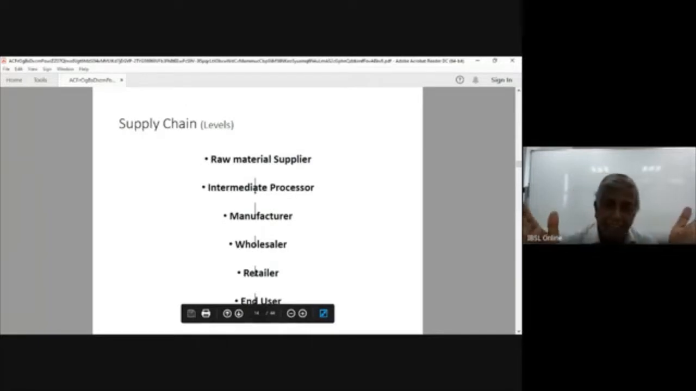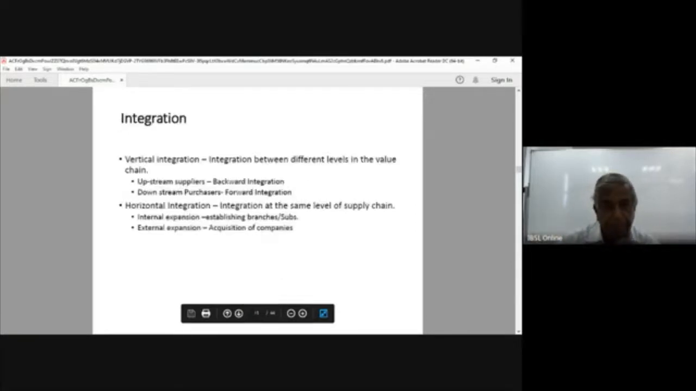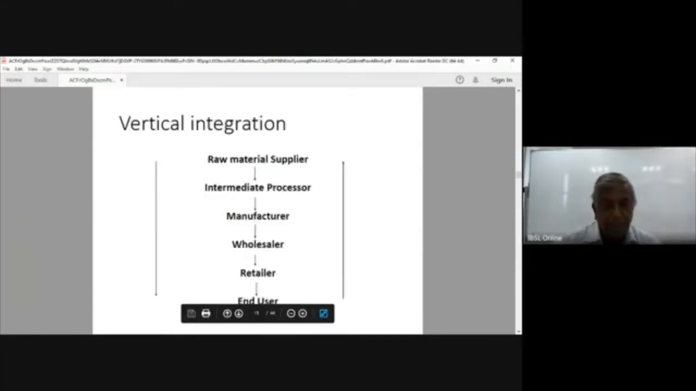So similarly, if you take any industry, there is a supply chain, a special supply chain for that particular industry. Now, certain things can happen, or certain things can be made in the supply chain. What is that? Integration. So there are two types of integration. One is vertical integration, the other one is horizontal integration. We go to the next slide, you will understand better.